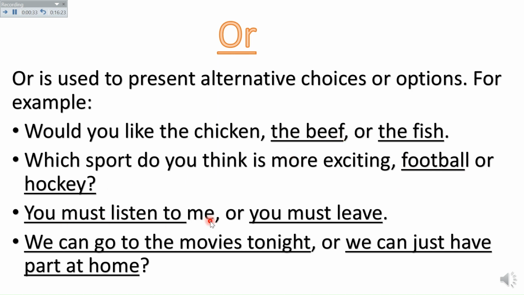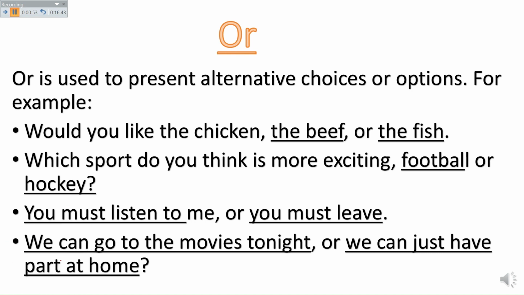You must listen to me, or you must leave. It's giving the option. You should listen to me, or you must leave. So for independent clauses, we will use a comma here. We can go to the movies tonight, or we can just have a party.